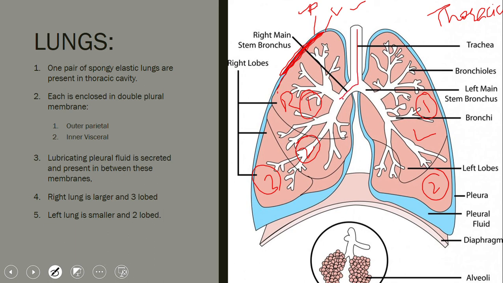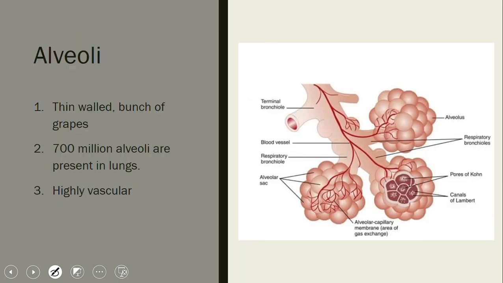It is dividing into the right main stem bronchus and the left bronchus. These bronchi are further dividing into primary, secondary and then tertiary bronchi. If we see one of the tertiary bronchi, it is attached to a bunch of grape-like structures called the alveoli, which we'll be seeing in the next slide. This is the terminal bronchi, the last bronchi where we left the previous slide, and this leads to the bunch of grapes, as you can see here, very thin-walled structures. These are called the alveoli.